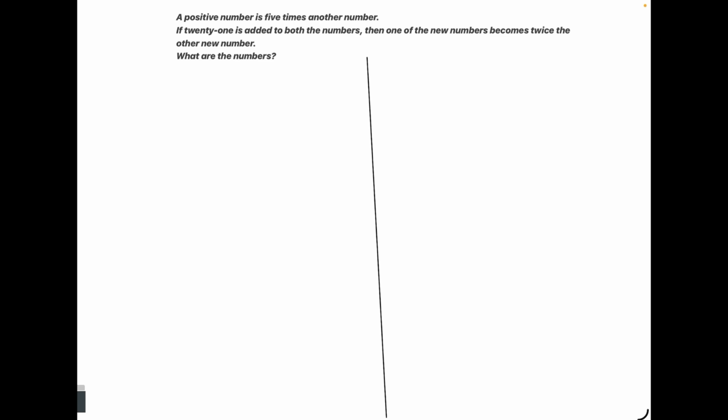The another example is: a positive number is 5 times another number. If 21 is added to both the numbers, then one of the new numbers becomes twice the other new number. What are the numbers? First of all, we will see what is given in the question. There are two positive numbers and one number is 5 times the another number. And if 21 is added to both the numbers, then one of the new numbers becomes twice the other new number. Now let's solve it.